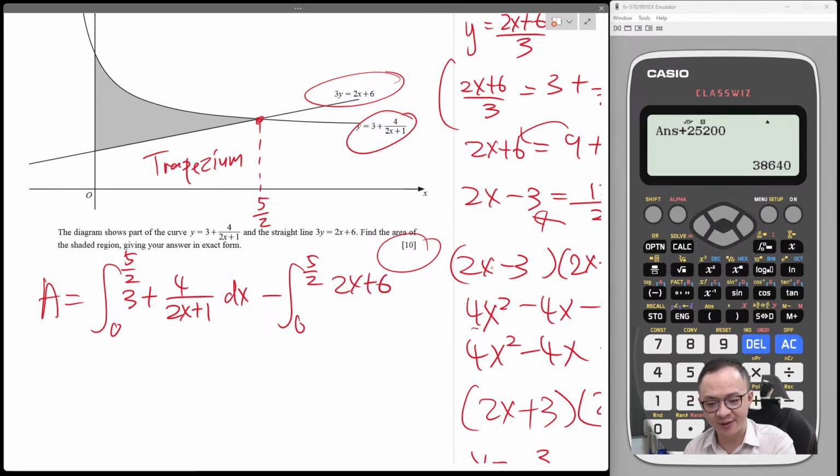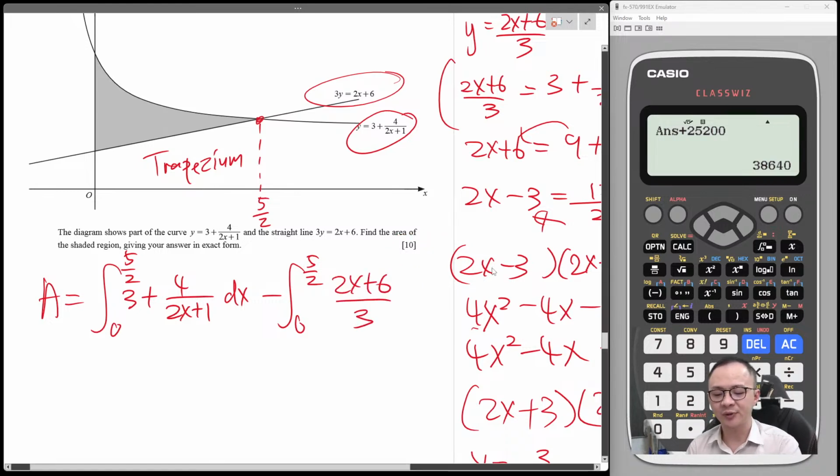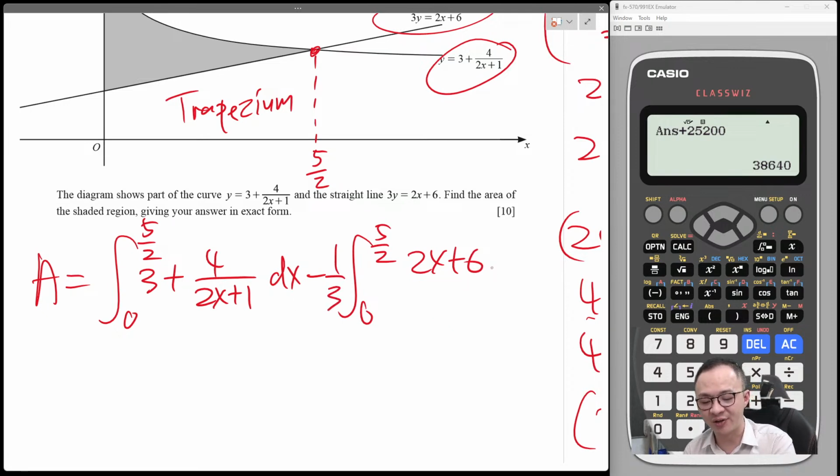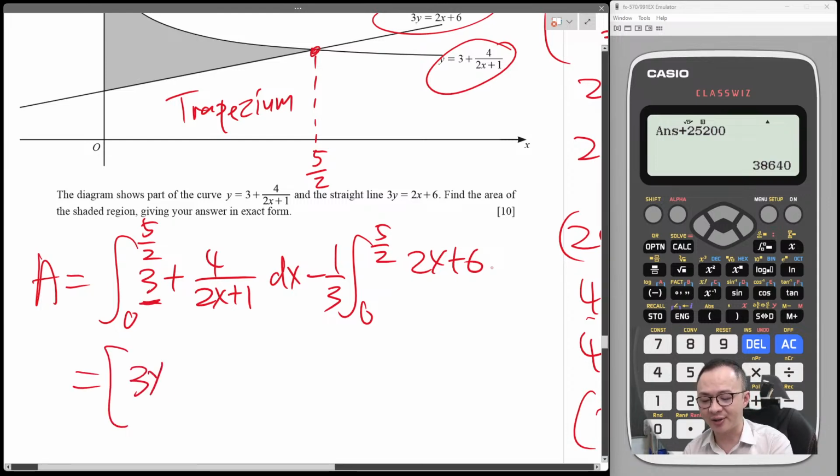2x plus 6 over 3. Okay, if I see the over 3 like this, I always prefer to take the 3 out and make it become 1 over 3 outside. Okay, then now I will do my integration. Integrate my 3, give me 3x.